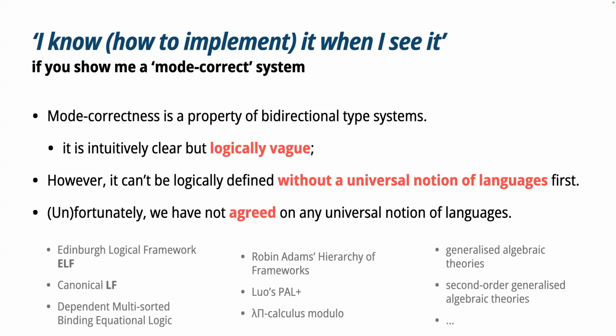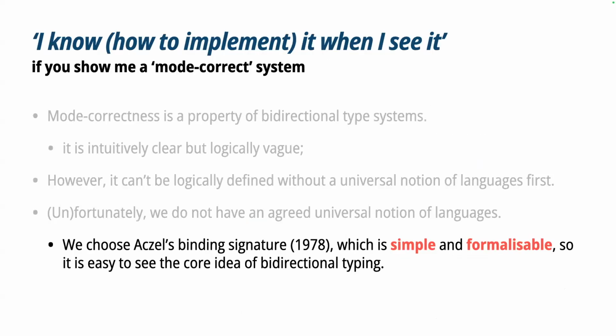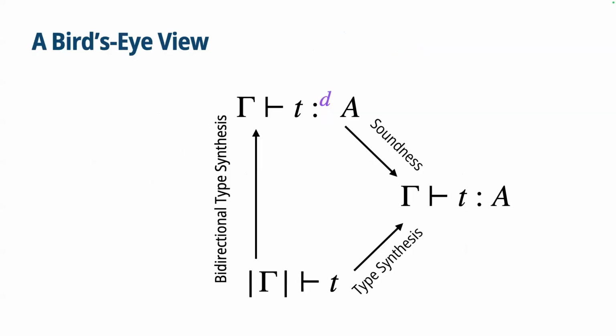So we have so many choices. And so in the talk and in our work, we decided to use the simplest one. We call this bidirectional binding signature. I'll show you the idea, but we chose this not because it is the most practical, but because it is the set of languages that we think is easy enough to express the idea of bidirectional typing in a formal way.